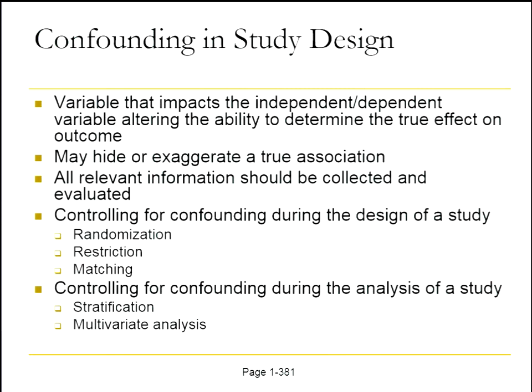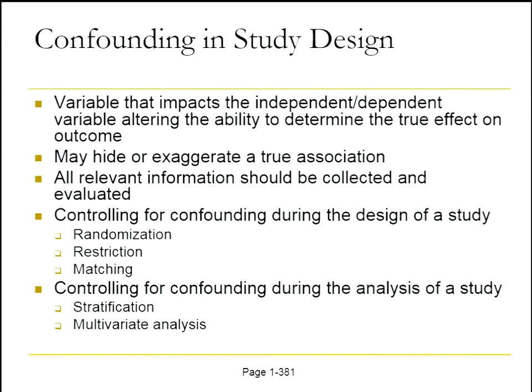Confounding, on the other hand, is a variable that impacts what we're measuring. A variable that impacts the independent or dependent variable that alters our ability to figure out what really happened. That could be either to hide an association or to make it look like there's a bigger association than we've actually observed.